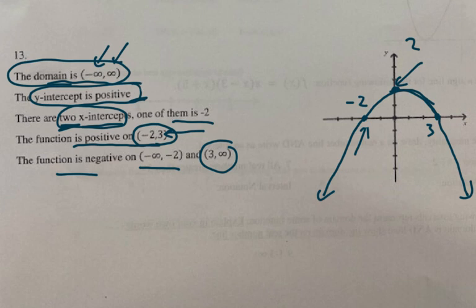Okay? So there's my y-intercept right there again. Here are my two x-intercepts. And yeah, we made sure it's positive between -2 and 3, and negative from 3 to infinity, and -infinity to -2. So that is our rough sketch.